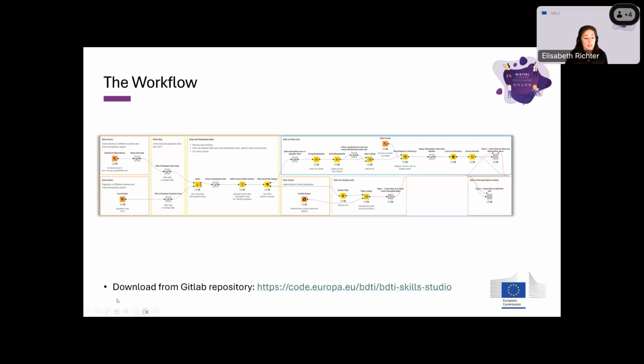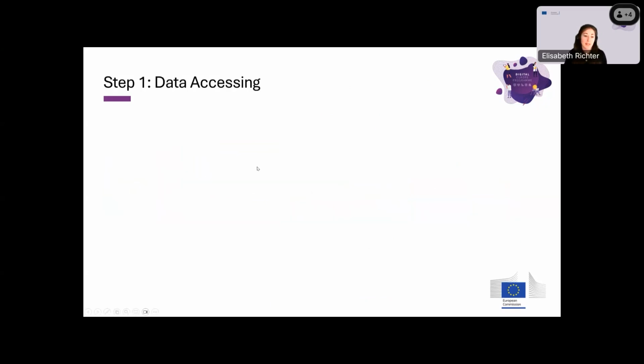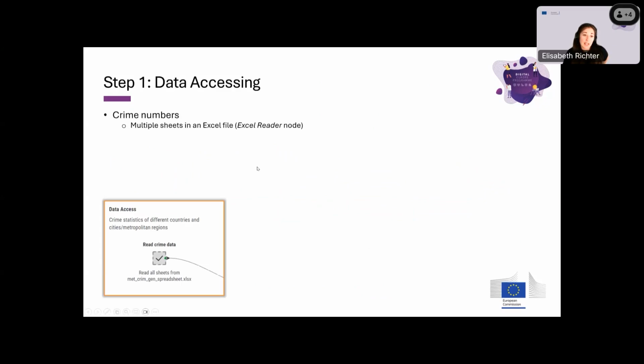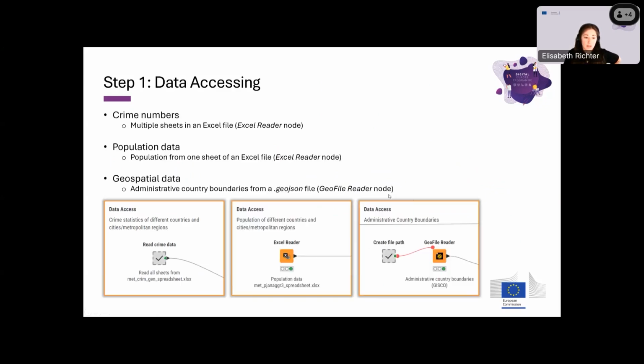This workflow is available in the GitLab repository later for download. You only need to install the geospatial extension, but other than that, this workflow is ready to be executed, and then you can just interact with it yourself. Now, let's have a look at all those steps in more detail.